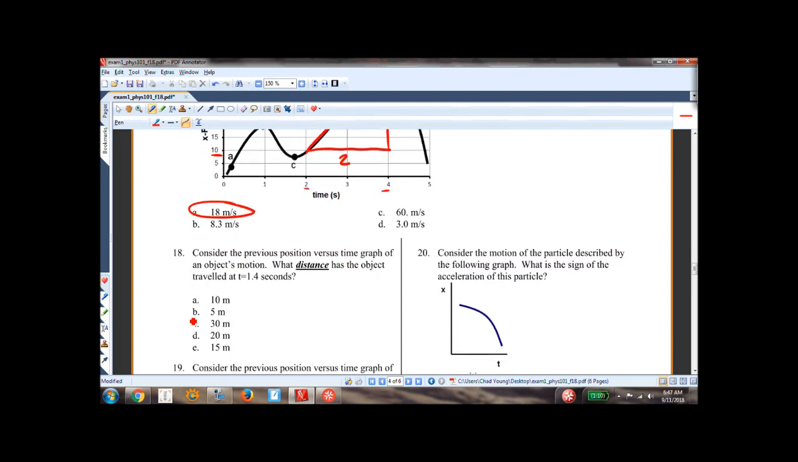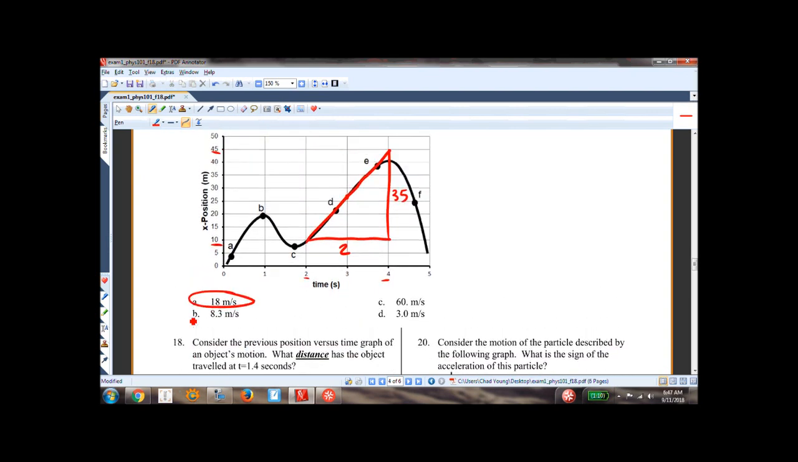Number 18, what distance has the object traveled at t equal 1.4 seconds? T equal 1.4 seconds is right there.